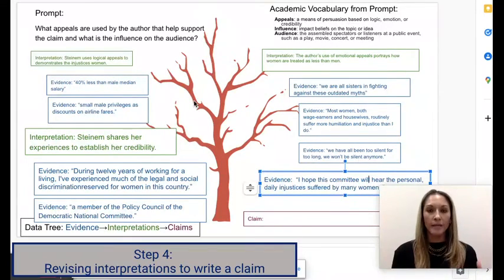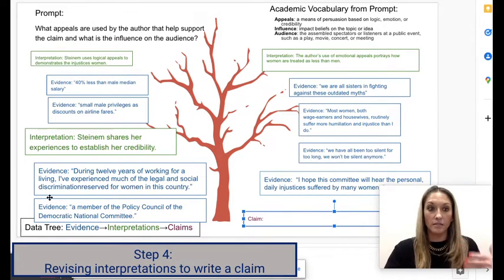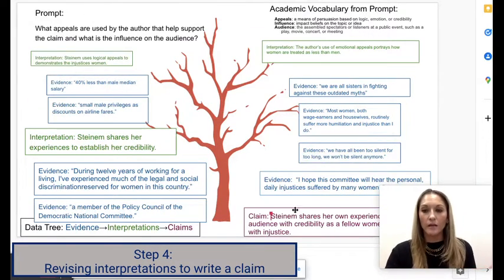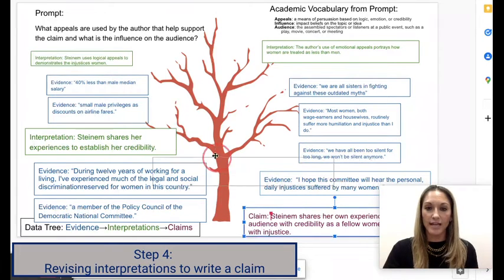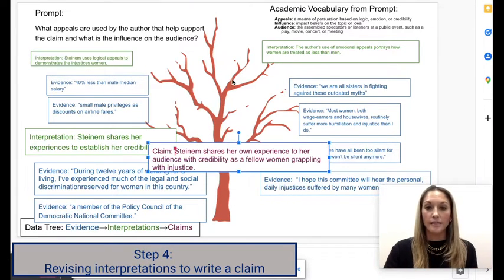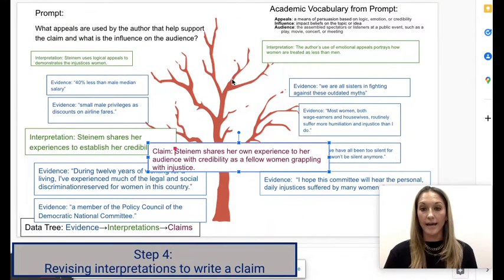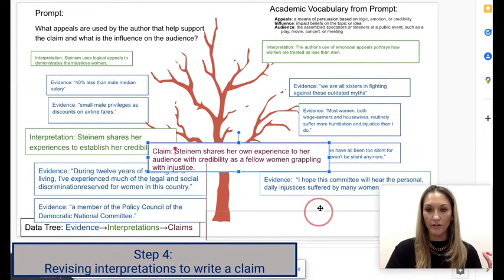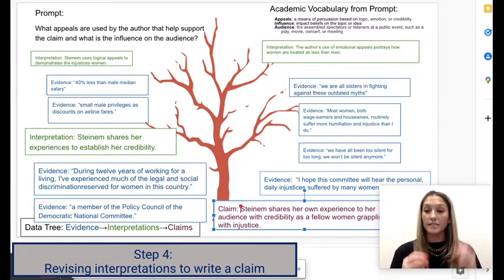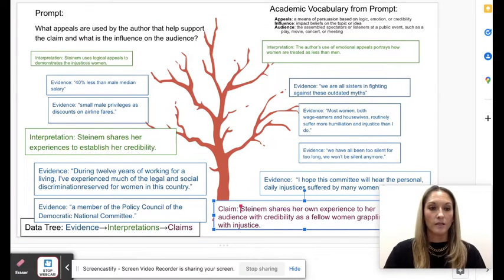So our final step in the data tree strategy is to take all of these interpretations and build them into a claim, and to develop my claim. The claim I found for this first text is: Steinem shares her own experience with her audience to establish credibility as a fellow woman grappling with injustice. That is my claim. That's my initial claim. That's what I'm going to use to write my first connected CER.